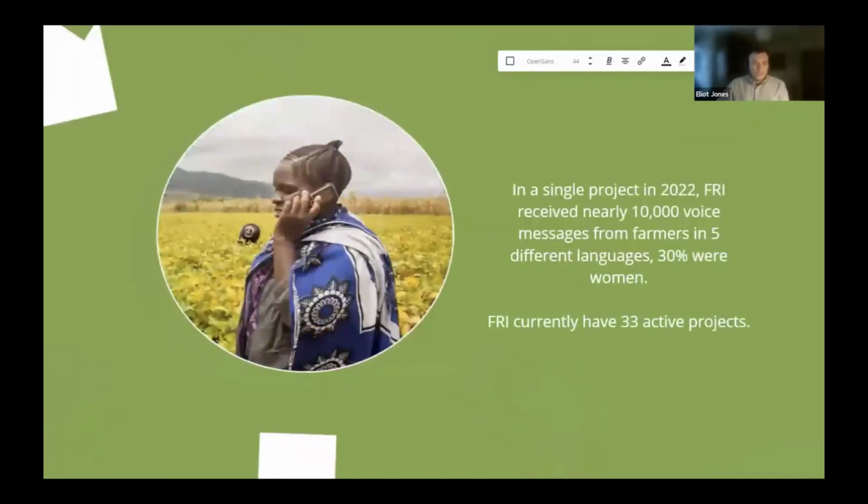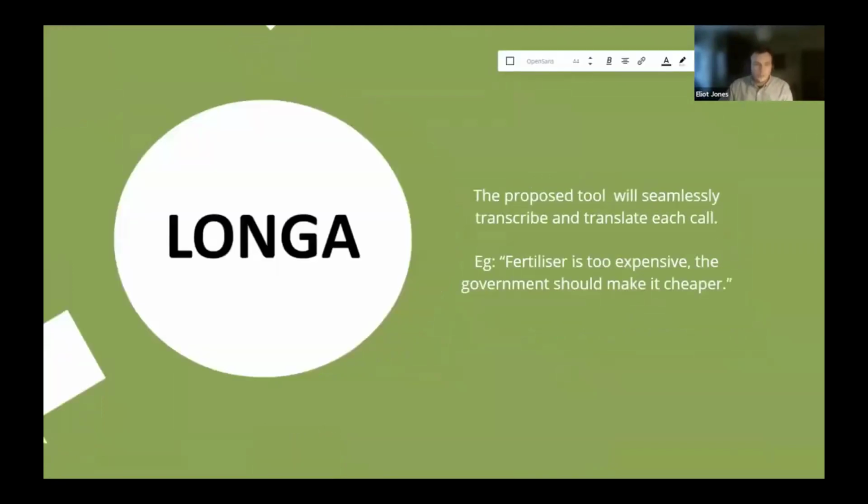In a single project in 2022, Farm Radio received nearly 10,000 voice messages from farmers in 5 different languages, 30% of whom were women. To give perspective of how much data they collect, there are currently over 33 active projects. This is where we come in. Farm Radio do not nearly have the capacity to make sense of this volume of calls, let alone the diversity of languages. I think one employee estimated that they would read between 3 and 5%.